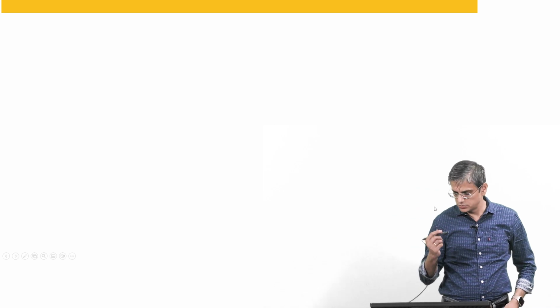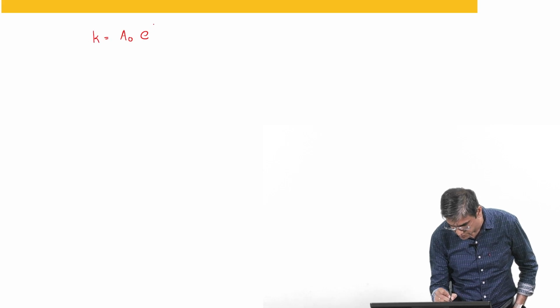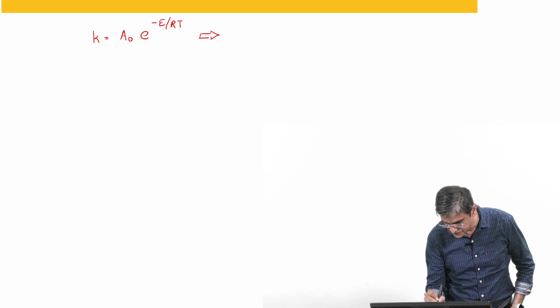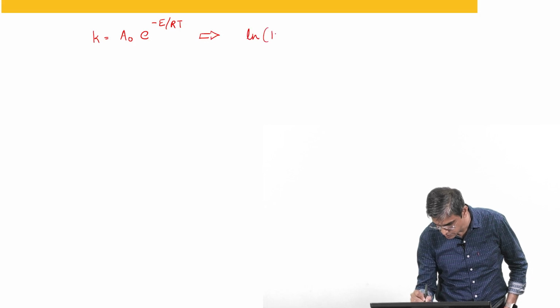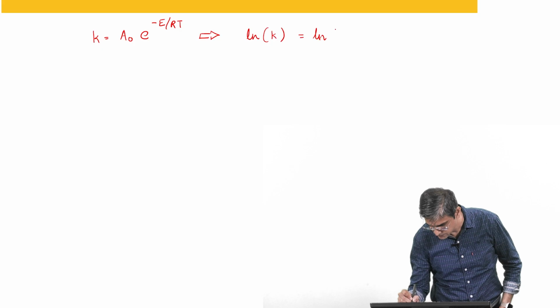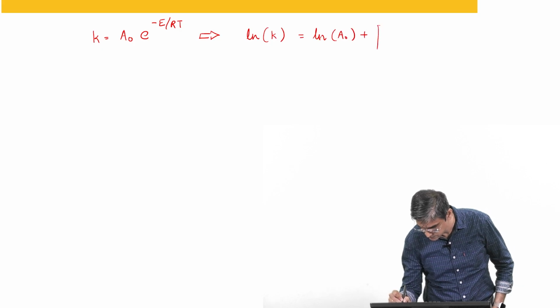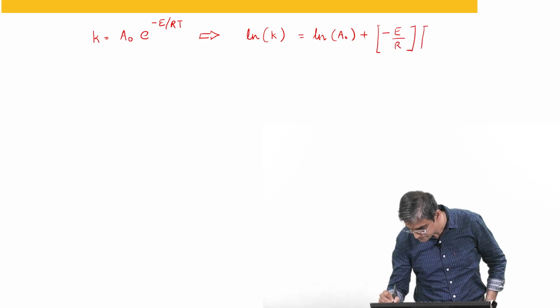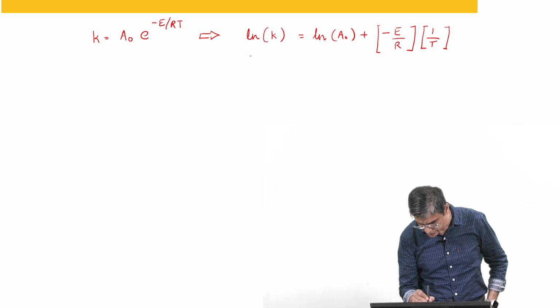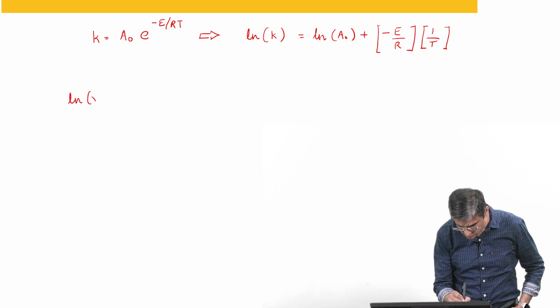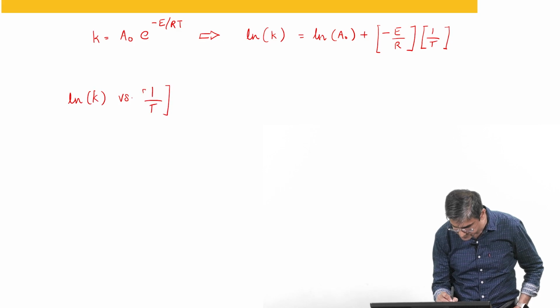Okay, so the question was about Arrhenius law, right? So the Arrhenius rate law will be given by, let's say, k equal to a naught e to the power minus E by RT. Okay. If we take the logarithm of this, we get minus E by R. Okay. If we were to plot ln k versus 1 by T.